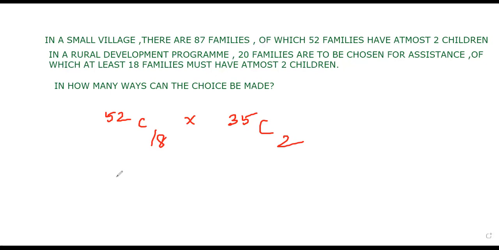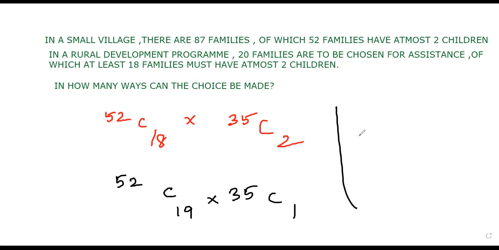You can also choose 19 from 52 and 1 from 35. By this way also, you can choose 20 families. And what else could it be? You can also choose 20 families out of 52 and 0 families from 35. So then you have to add all the possible choices. Yes, exactly, you have to add all of this. You can find the answer as homework. Please note it down.